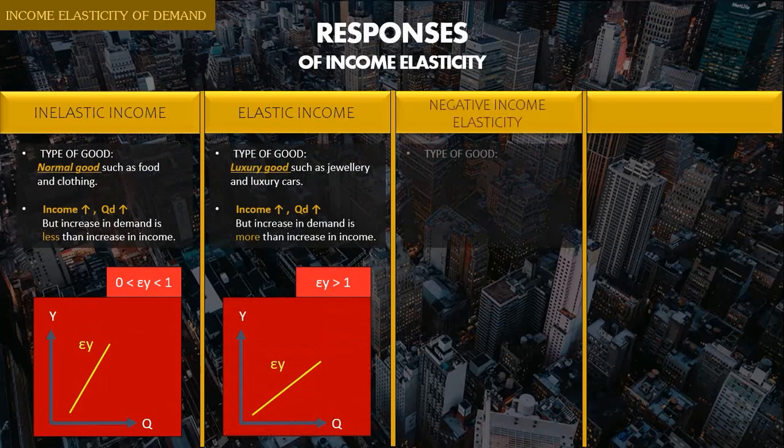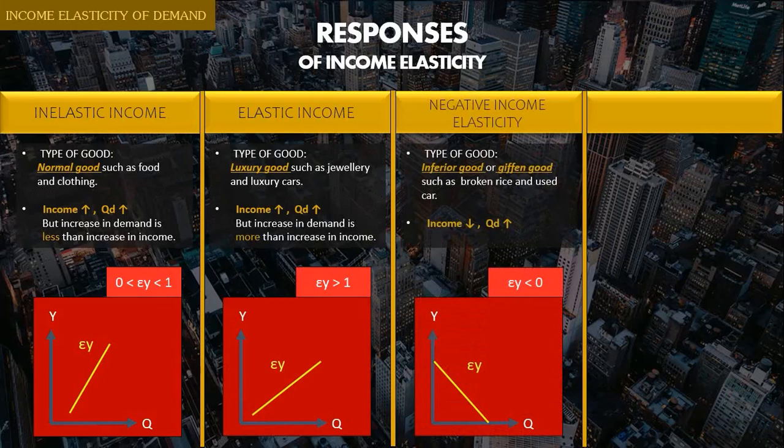Next, negative income elasticity. The type of good is given or inferior good, like broken rice and used car. The decrease in income will lead to an increase in the quantity demanded. You will get a negative value for the elasticity of demand.